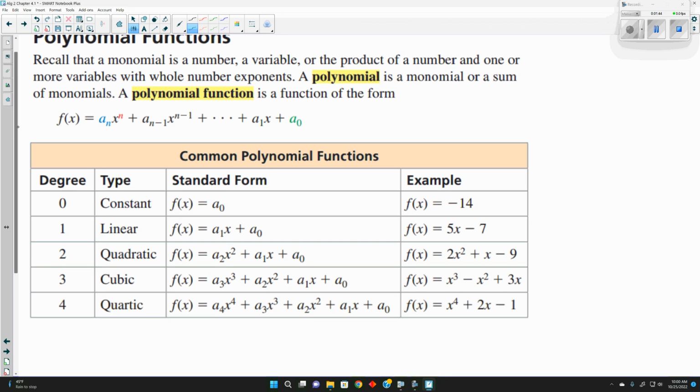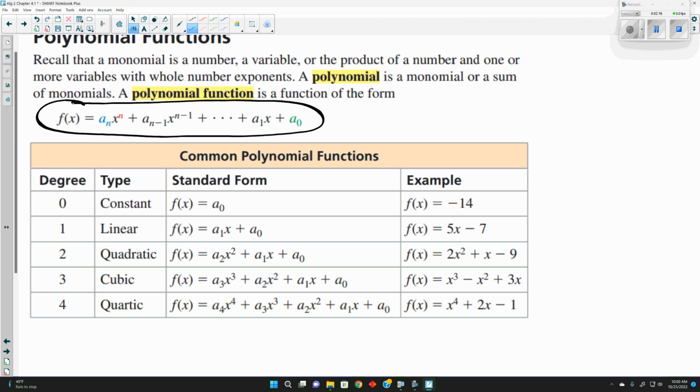Polynomial functions, recall that a monomial is a number, a variable, or the product of a number and one or more variables with whole number exponents. A polynomial is a sum of monomials, a sum of these terms. And this here is the general form of any polynomial function, where a sub n, a sub n minus 1, a sub 1, a sub 0 are just numbers. They're just coefficients. There are numbers. There's no variables attached to it.